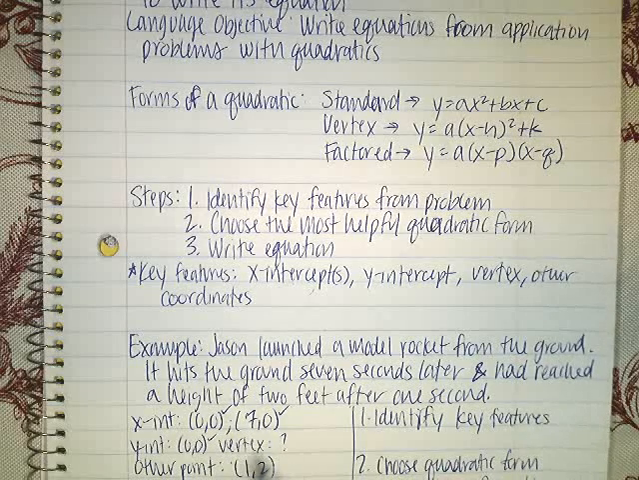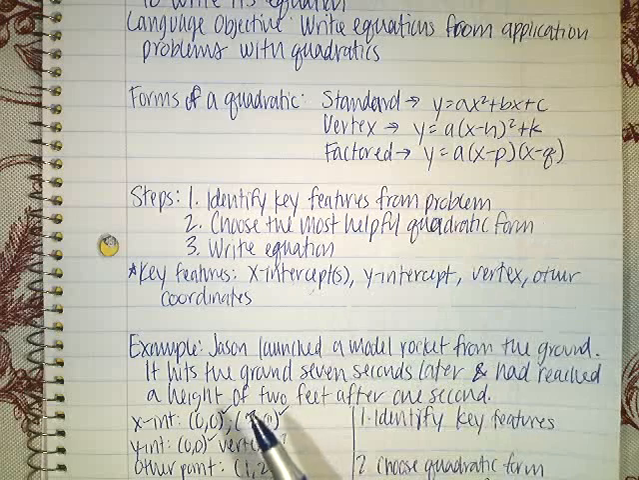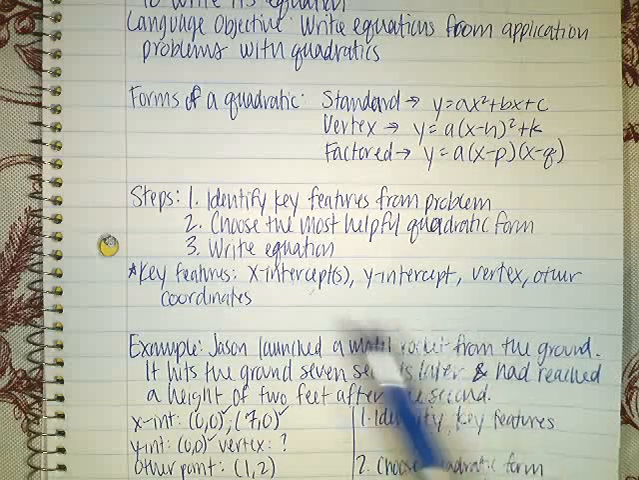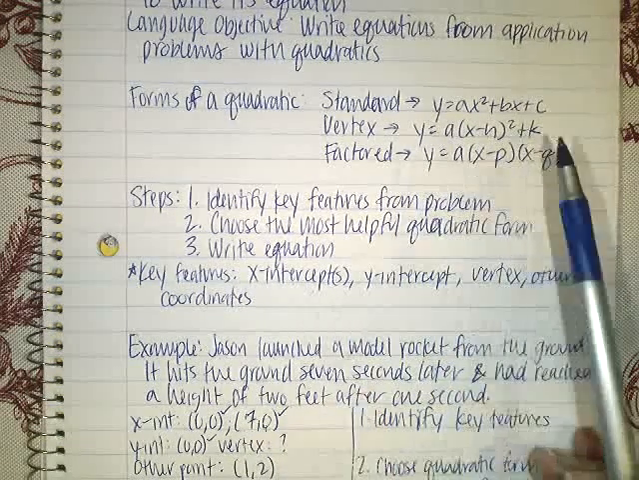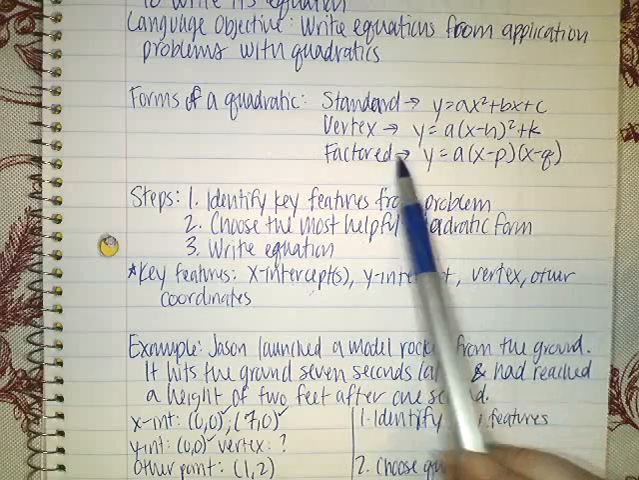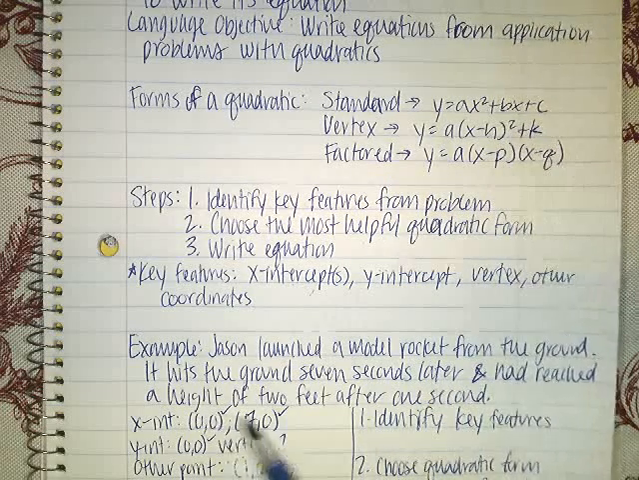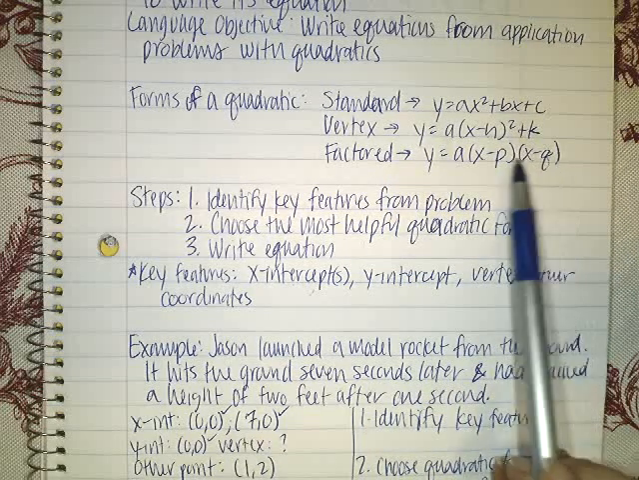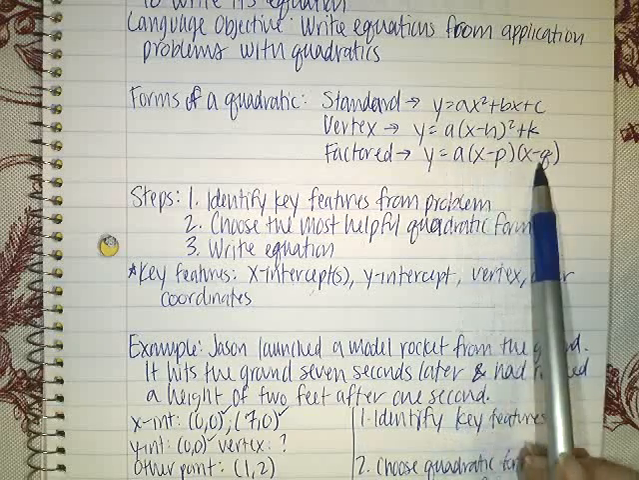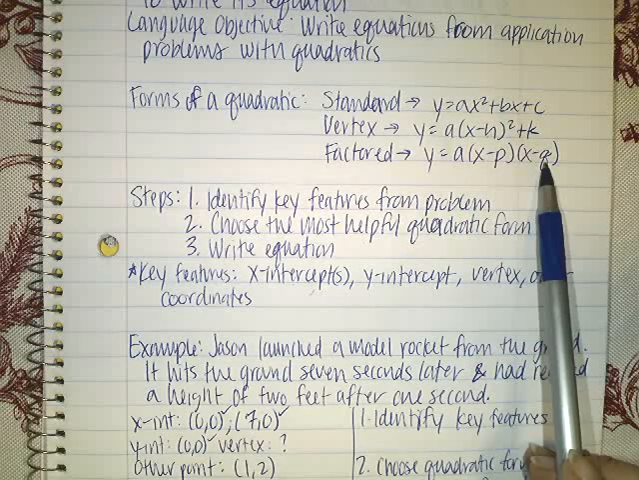So now that I know all of these key points, I'm going to think back to my forms of a quadratic. Which one would be most helpful? So again, vertex form is out, but I can do standard or factored. I know factored form because I know my x-intercepts, so I already know p and q, so I know 2 of the 3 pieces of information I need to write this equation.